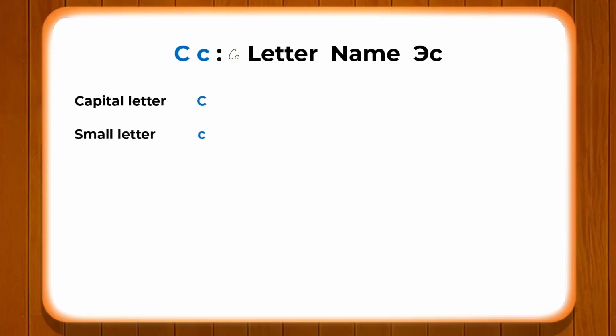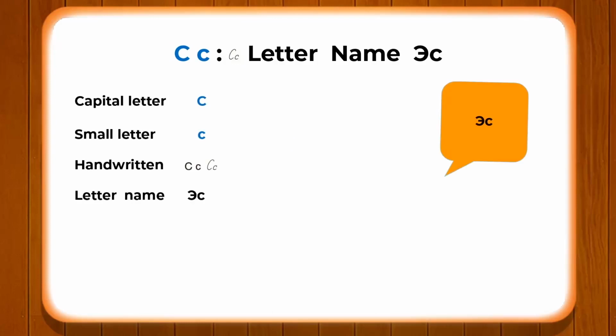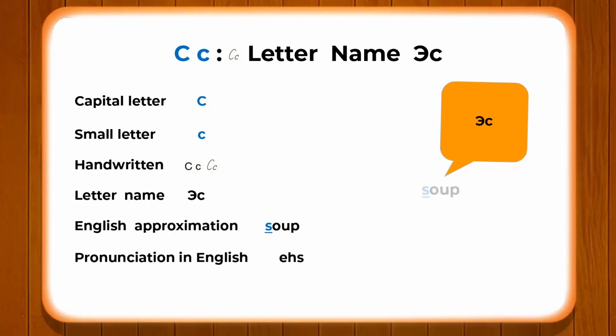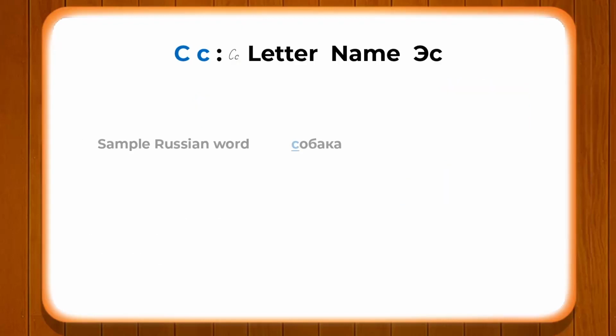Alright, now the next letter which we have here is S. To understand the sound we are going to use one word from English, soup, but with the help of a Russian sample word we are going to learn it properly. The word is sobaka. You can find the sound S in the word sobaka, which means dog.